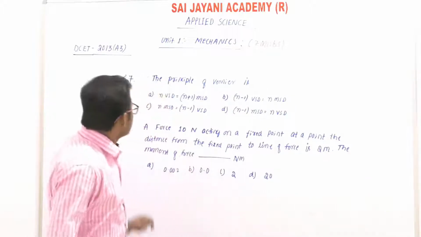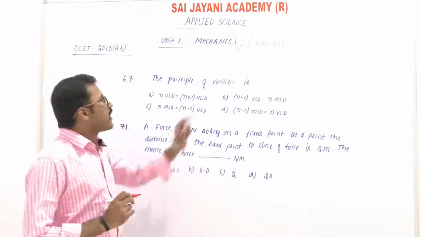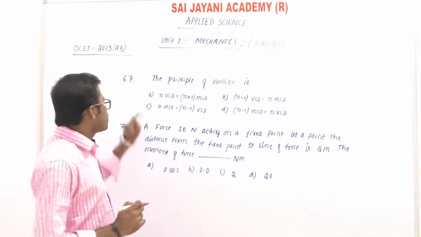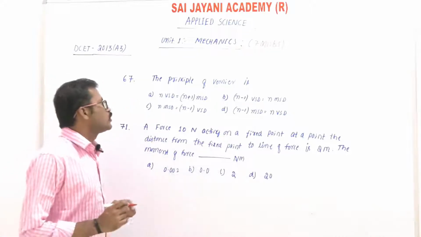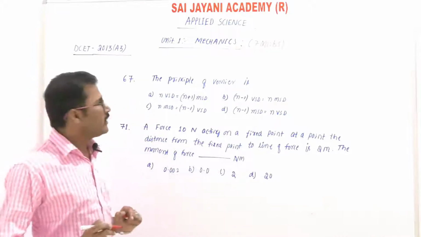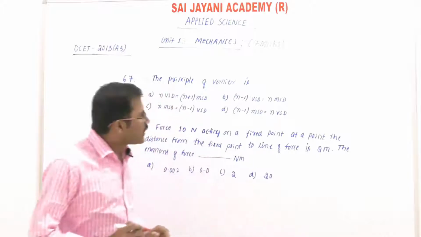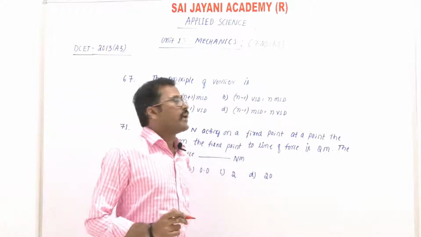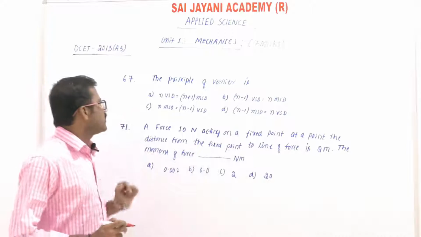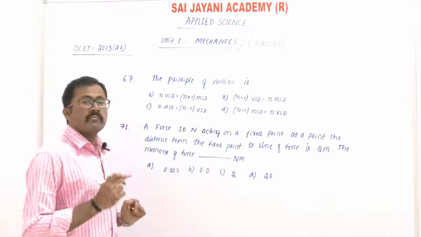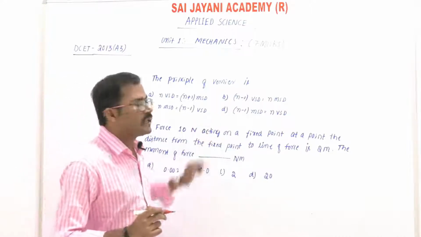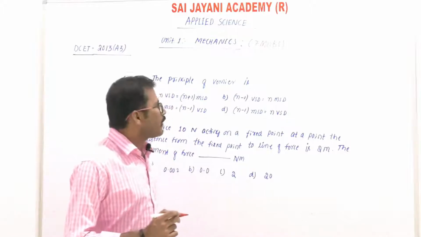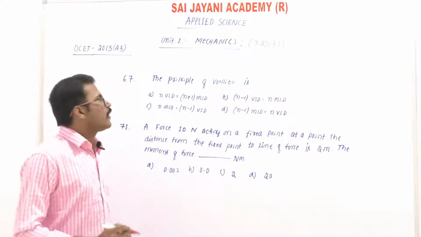Next question number 67. The principle of Vernier is dash. Option A, n VSD is equal to n plus 1 MSD. Option B, n minus 1 VSD is equal to n MSD. Option C, n MSD is equal to n minus 1 VSD. Option D, n minus 1 MSD is equal to n VSD.